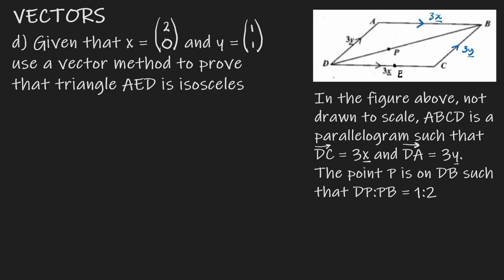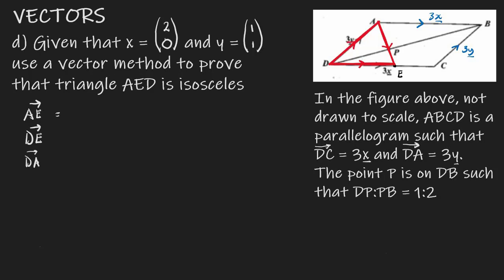Part D. Given that x and y are 2 by 1 column matrices (2, 0) and (1, 1) respectively, use a vector method to prove that triangle AED is isosceles. A triangle is considered isosceles if two sides are equal in length and the two base angles are the same. Since we will be using a vector method to prove that triangle AED is isosceles, we shall find the magnitude of vectors AE, DE, and DA.